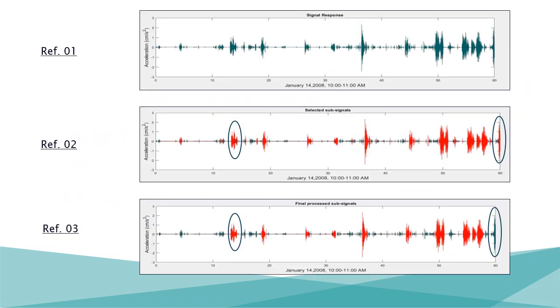As you can see in this figure, my algorithm first detected the informative portion in the signal, and where two subsignals were closer than the defined value, they got merged, and the signals whose size was less than the specified value got rejected.